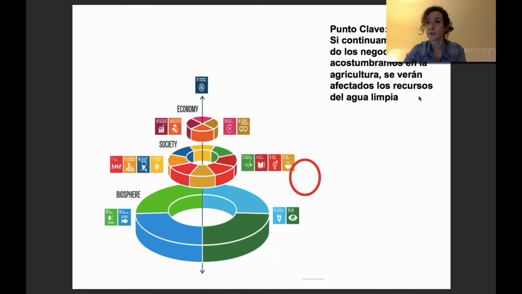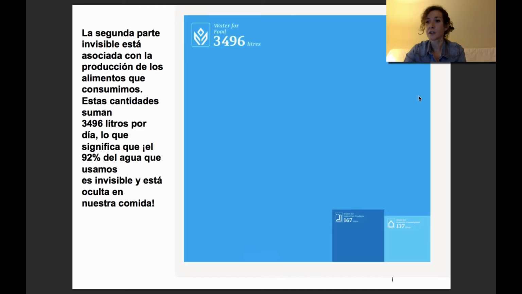And if we move then to other indicators related to other sustainable development goals related to the biosphere, we really understand that we cannot continue with business as usual when it comes to agriculture, because it's going to affect also resources of clean water. Regarding this, I would like to spend a bit of time talking about the so-called virtual water.